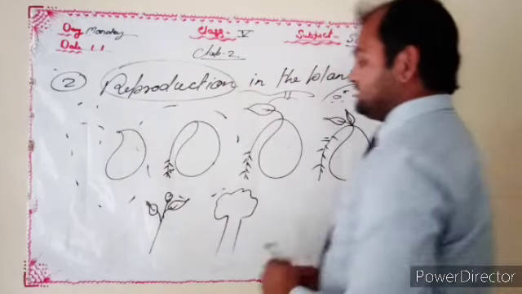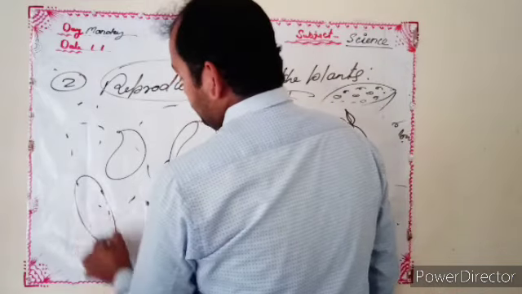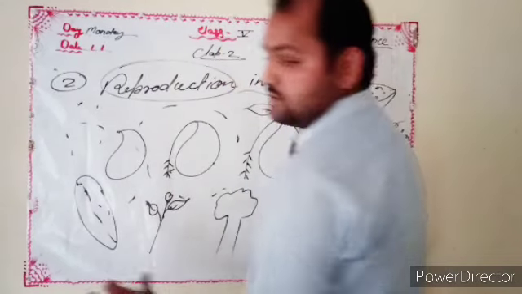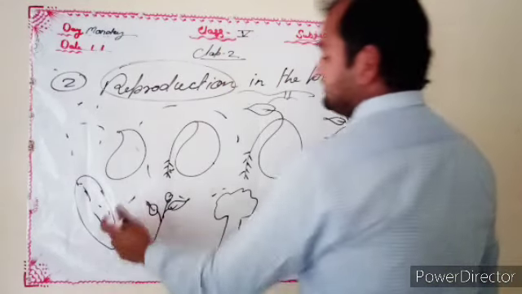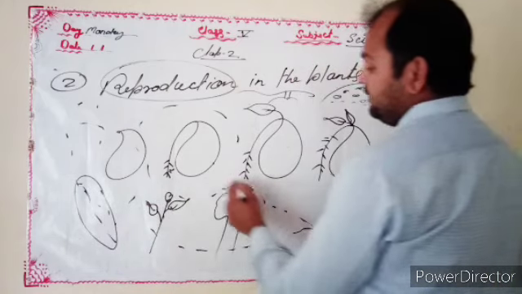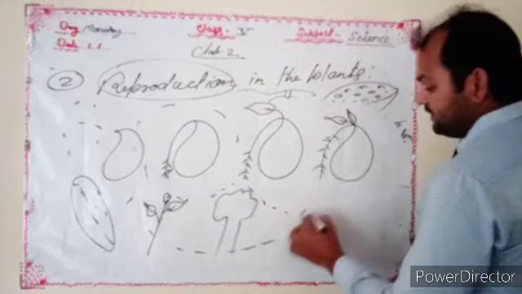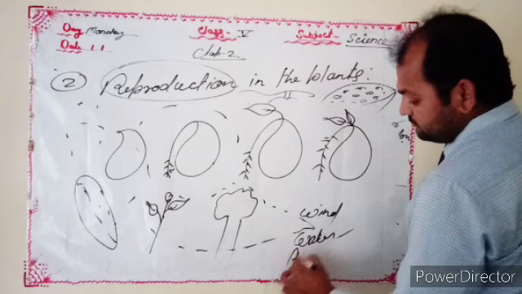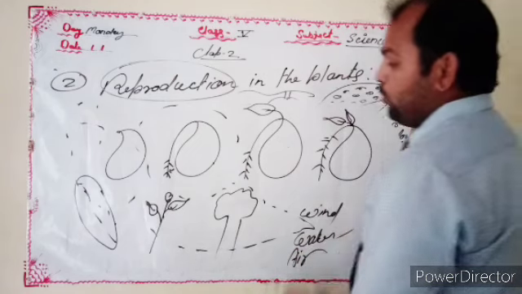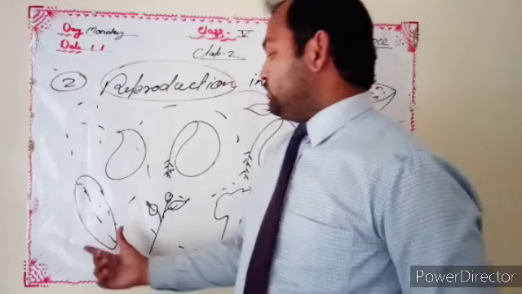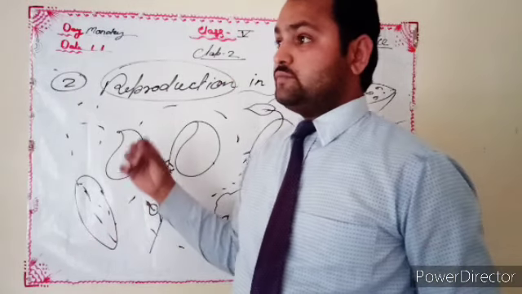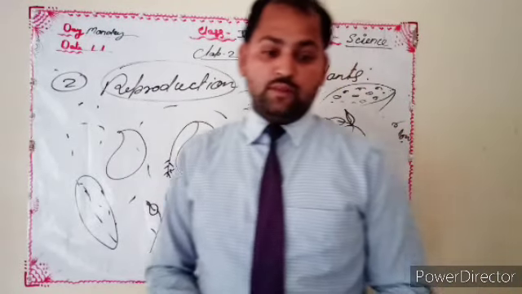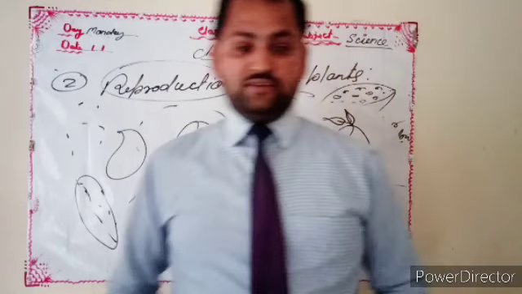Suppose this fruit has ripened. The seeds of this ripened fruit are dispersed to different places by agents like wind, water and air. These are agents which help the ripened fruit disperse its seeds to different places. Okay, dear students, maybe you understand.